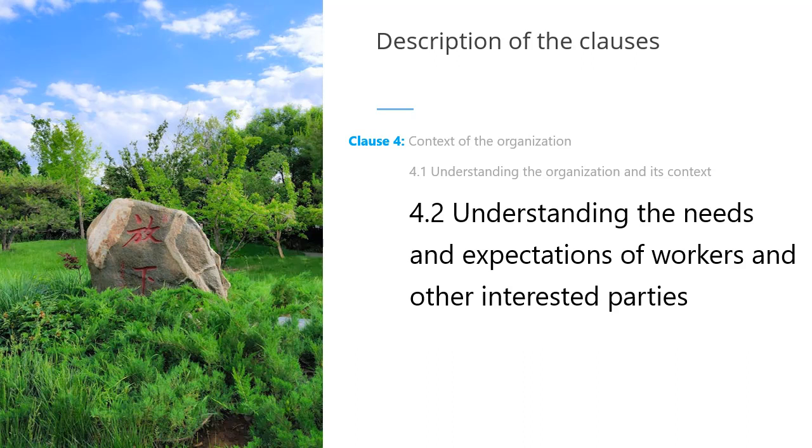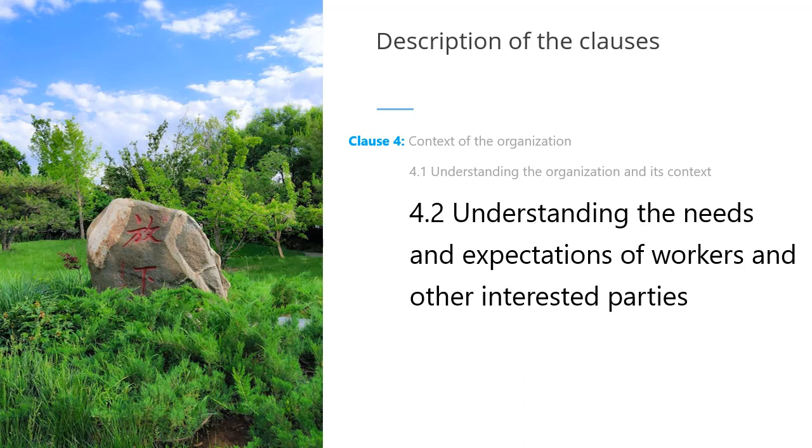Clause 4.2 is about understanding the needs and expectations of workers and other interested parties. In this clause, the standard requires the organization to identify the relevant interested parties. We have earlier discussed the term interested parties, which can be subcontractors, regulatory bodies, nearby communities, members of the public, for example, visitors, manufacturers or suppliers, trade unions, employers associations, business associations, medical and other community services, academia, media, owners and shareholders, NGOs, etc. These are all examples of stakeholders or interested parties.